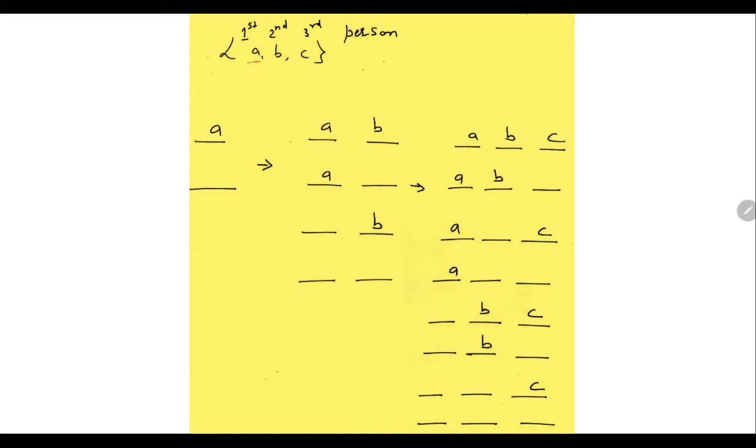Suppose there is only one person, so either he is there or he is not there. So 2 raised to the power 1 possibilities are there. These number of sets are formed. If two persons are there, A not B, not A B, not A not B, it means 2 raised to the power 2 sets are possible. Similarly, 2 raised to the power 3 sets are possible, and that's why if n persons are there, 2 raised to the power n sets are possible.